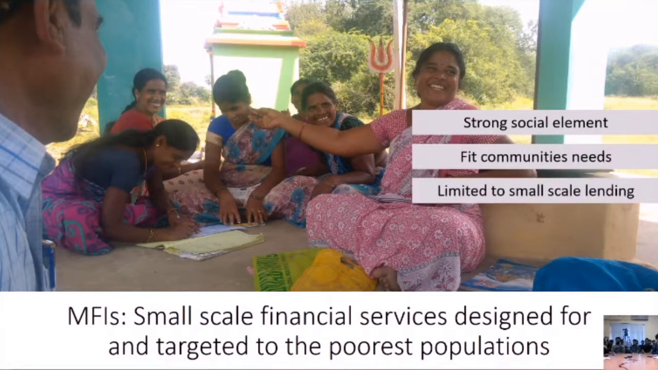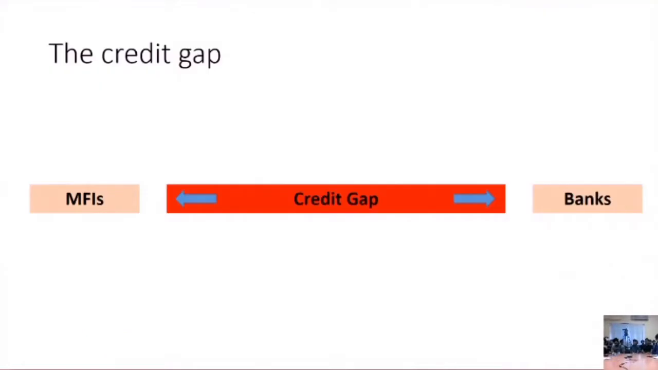However, while they serve the poorest populations well, they're limited to small-scale lending, typically about 10,000 rupees, and there's a regulation-enforced maximum of 50,000 rupees. So what we end up with is a gap between those who are served well by microfinance institutes, and those who might benefit from and be able to manage larger loans, but who are excluded from mainstream financial services.